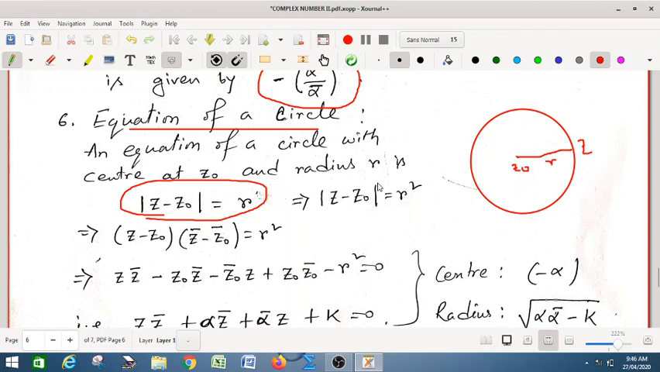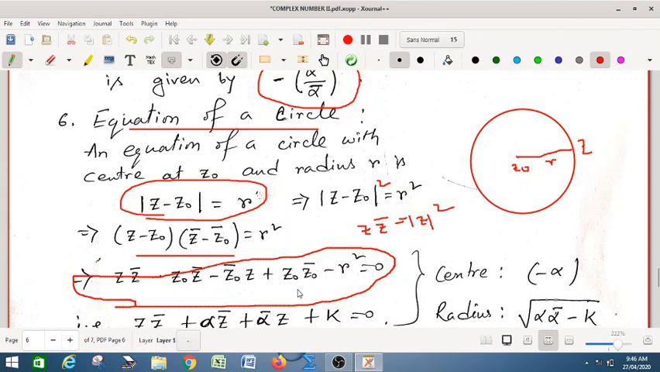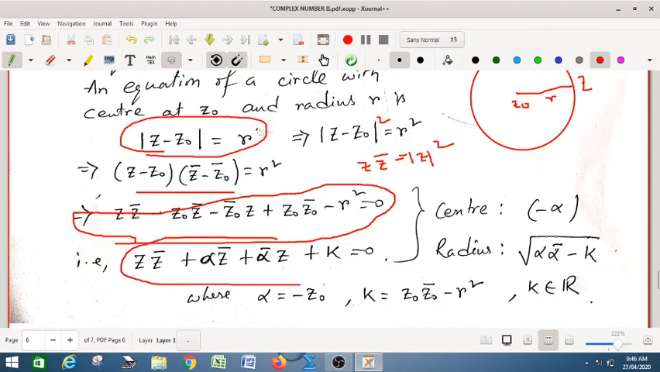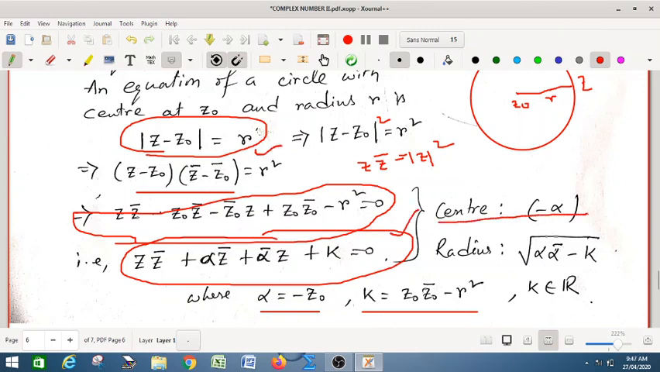So we can write mod of (z minus z0) square is equal to r square. As you know, mod z square is equal to z into z bar. From this result we can say this is the equation of the circle, expressed in a more compact form, and after some manipulation, taking alpha is equal to minus z0 and k is equal to z0 bar z0 minus r square, we have this expression. This is the general equation of a circle, either this or this. This is the more compact form and this is the general form. Here the center is minus alpha, where alpha is given by minus z0, and the radius is root over alpha alpha bar minus k. So this gives you the equation of the circle.